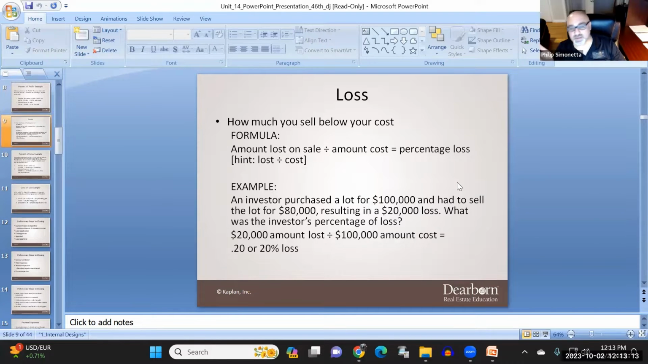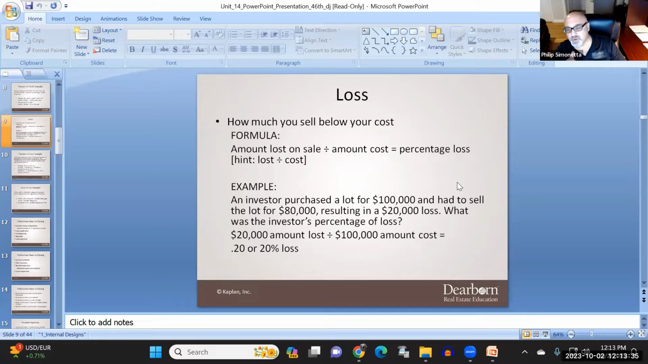Now let's look at a loss. A loss is how much you sell below your cost. So the amount lost on a sale divided by the amount cost on the sale equals the percentage lost. So the hint for this one, like the other one was made divided by paid, this one is what you lost divided by cost will give you the percentage.